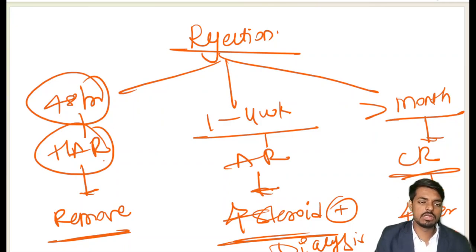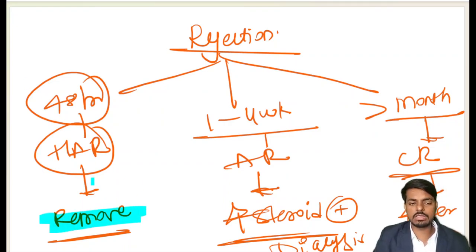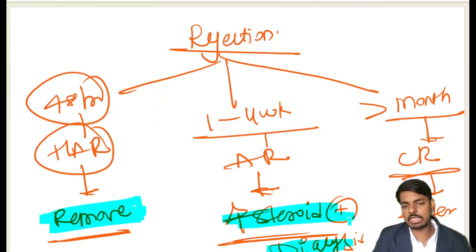Very, very important, this is the thing which came in your exam. So the active intervention for hyperacute rejection is removal of the transplanted kidney, for acute rejection increasing the steroid dose and dialysis, and for chronic rejection also it is increasing the steroid dose and dialysis.